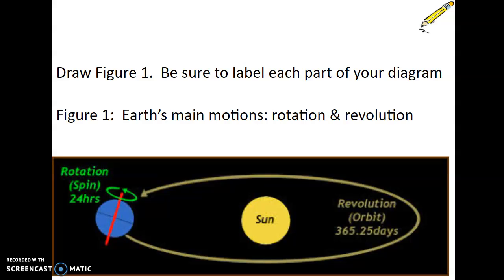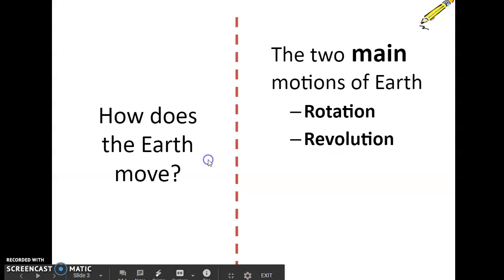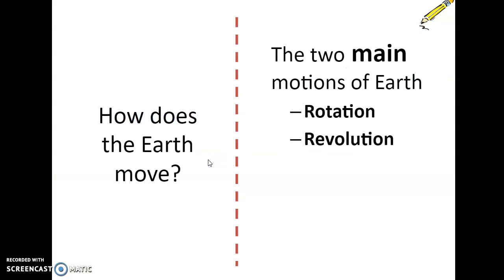Rotation, which is just Earth spinning on its axis. This red thing is representing the axis. And revolution. So this is when Earth orbits around the sun. Okay? So as we just touched on in figure 1, the two main motions of the Earth that we're going to talk about are rotation and revolution.